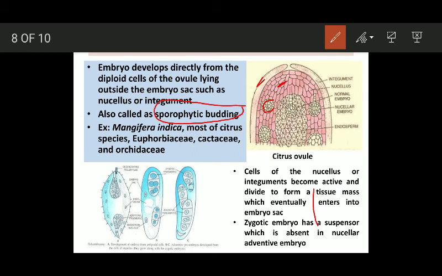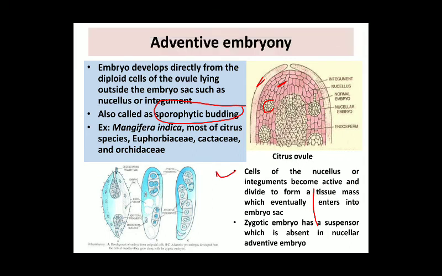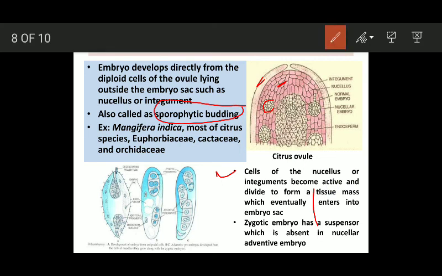So in adventive embryony, the cells of the nucellus or the integuments become active and start dividing to form a tissue mass which eventually enters into the embryo sac. Some of the cells of nucellus become active. Here you can see this mass of cells, it has originated as a consequence of divisions in one of the nucellar cells. This mass of cells finally enters the normal embryo sac and results in the formation of an embryo.